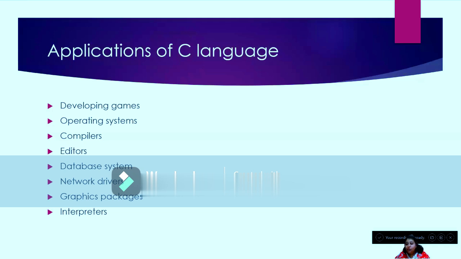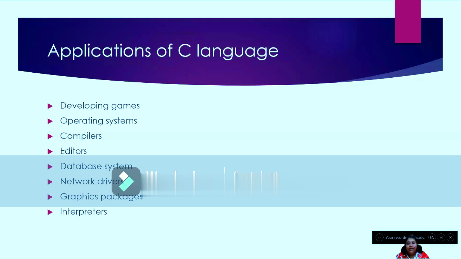Applications. Where are we going to use the C language? We use it in developing games, operating systems, compilers, editors, database systems, network drivers, graphic packages, and interpreters. Graphic packages are nothing but we can draw a circle, square, line, arc; that can be done by graphics packages. Interpreters are nothing but a step-by-step process where we run the program.